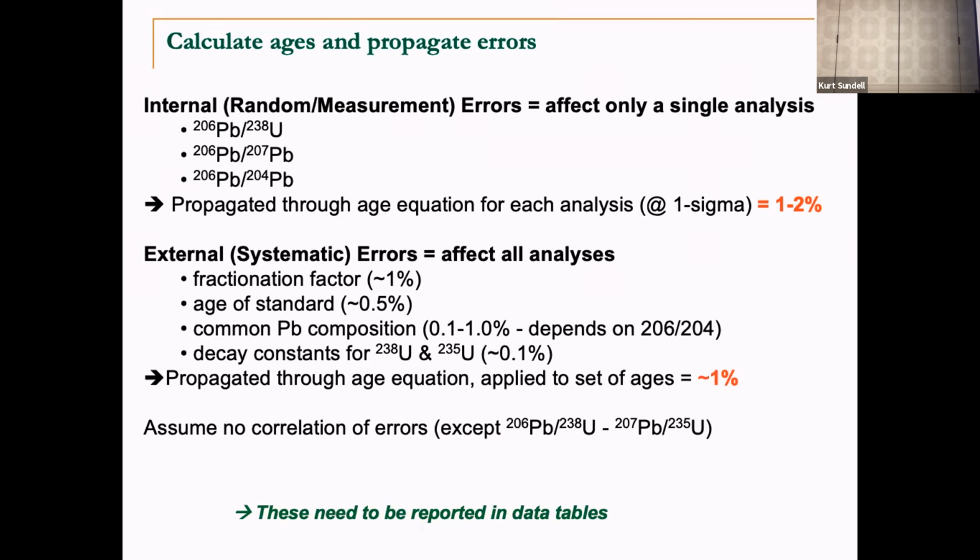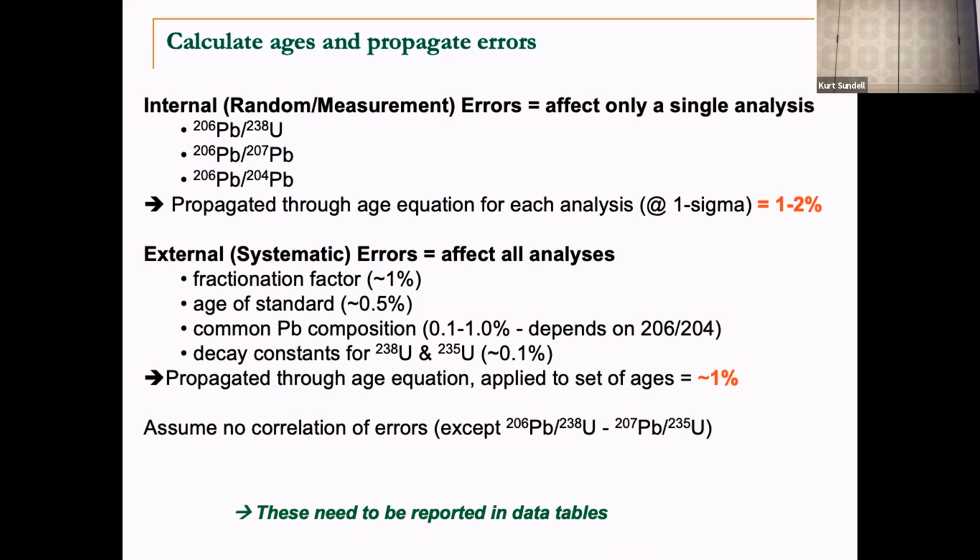So this might be something like the fractionation factor. You know, I was reducing data, I hadn't had my coffee, I didn't do it quite right that day. Maybe it's off by 1%. What about the age of the standard? What if that's not quite right? What if we are assuming it to be something that it's just a bit off? Maybe the decay constants aren't quite right. Whereas these are things that are for single analyses.